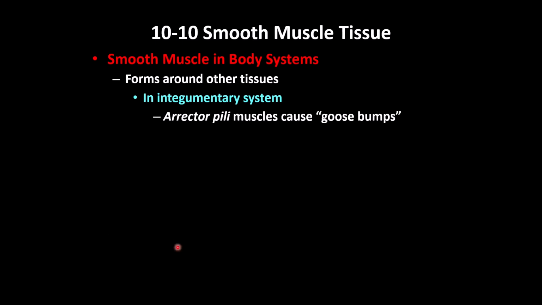Smooth muscles are located in different parts of the body. One is in the integumentary system. If you remember from chapter 5, the erector pili muscles are attached to the hair, and they can cause goosebumps during fear.